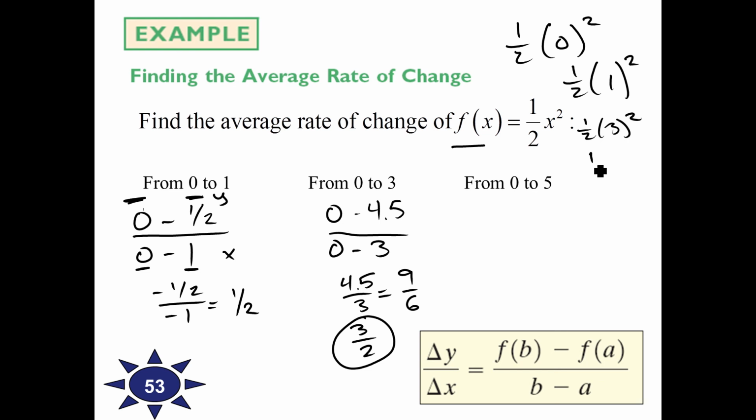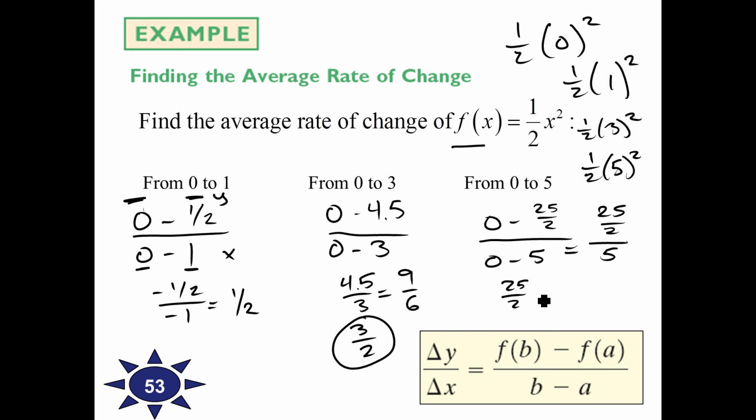And last one, 0 to 5. Let's plug in 5. 1/2 of 5 squared. So that's going to be, let's use some fractions here. This is going to be 0 minus 25 over 2, all over 0 minus 5. So now we've got 25 over 2, all over 5. Never divide fractions. Let's go multiply the reciprocal. 25 over 2 times 1 over 5. And we can do some canceling. We'll be left with a 5 there. And so we'll have 5 halves here. All right, problem 53, yours to try.